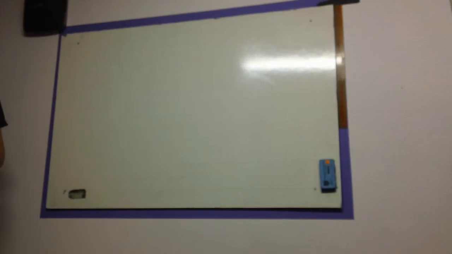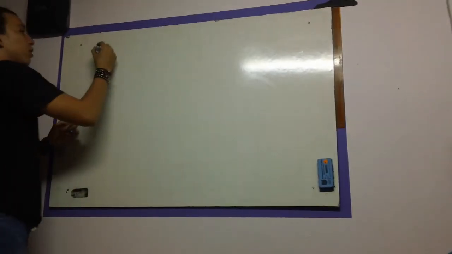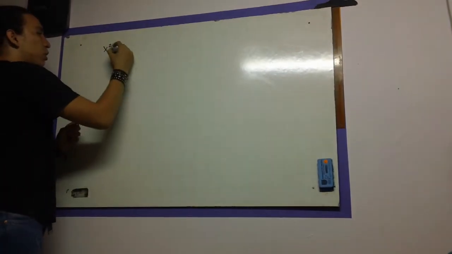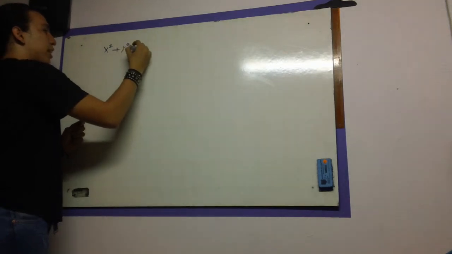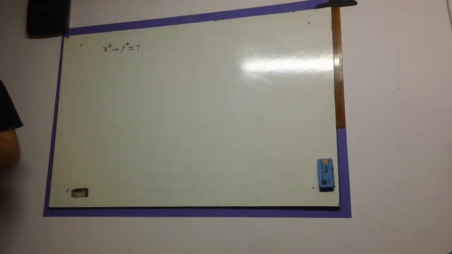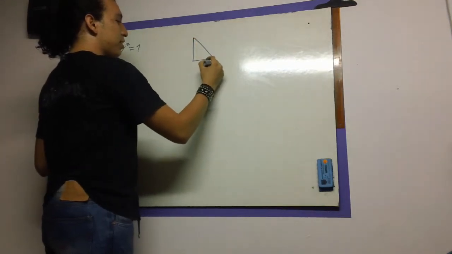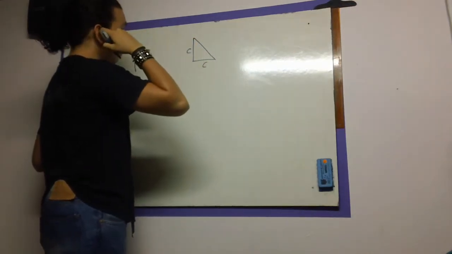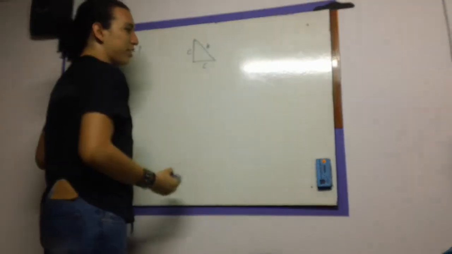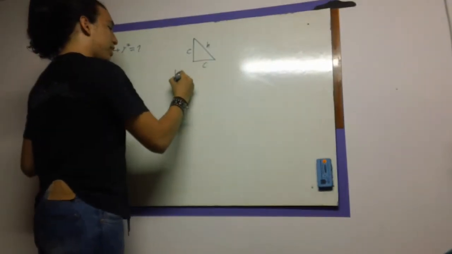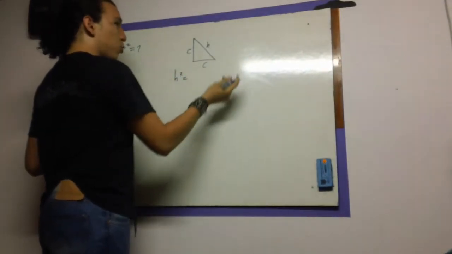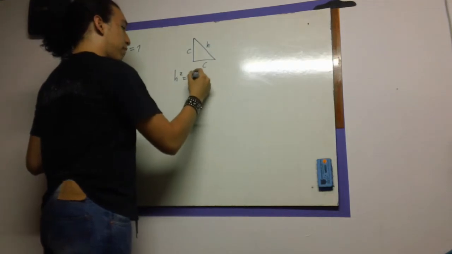Then we have some weird formulas like this one: x squared plus y squared equals 1. Do you remember who Pythagoras was? Pythagoras was the guy who told us that if we have this side and this side, and we have this other side, the square of this side equals the first.